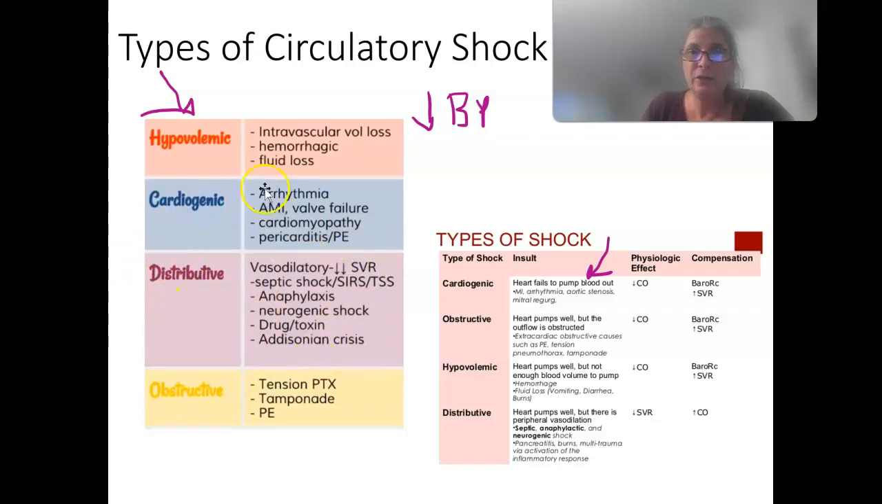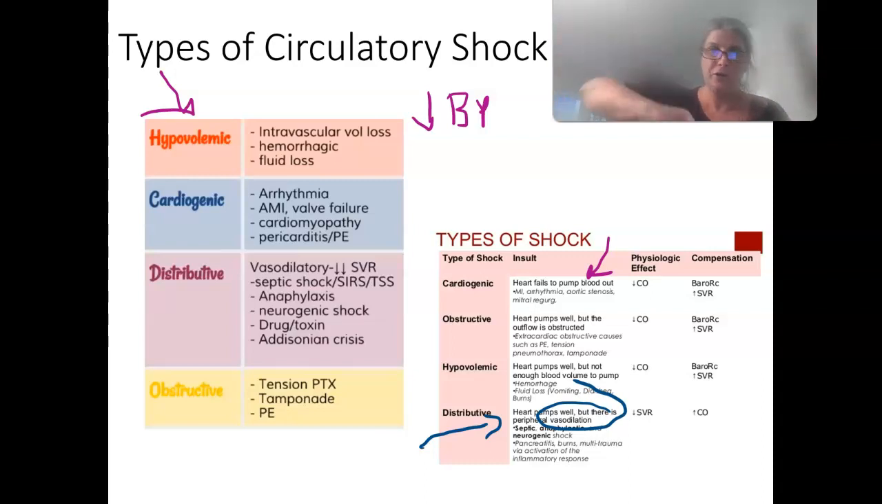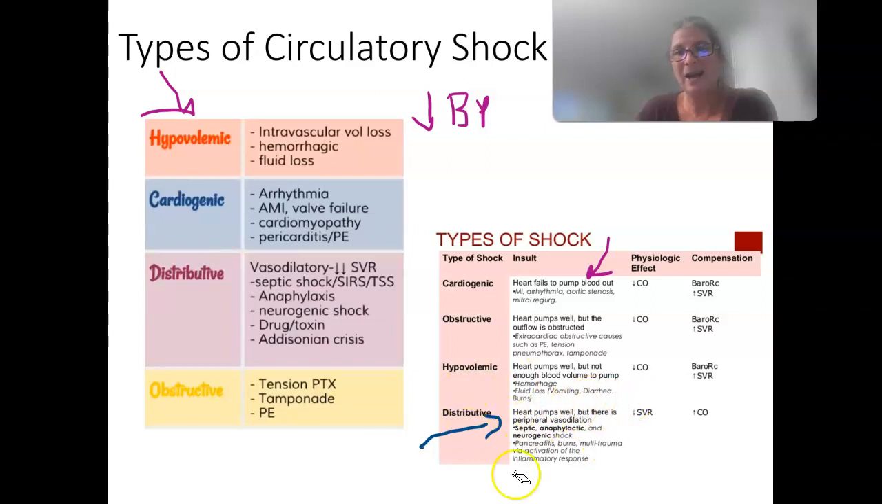And when we look at distributive shock, get my picture, we know that the heart is working, but it's characterized by massive vasodilation. So something is making all your blood vessels vasodilate and your pressure's crashing. So things that could do that: sepsis. Septic shock can be from a bacterial infection, from toxins from the bacteria. It causes septicemia, which causes this type of shock.